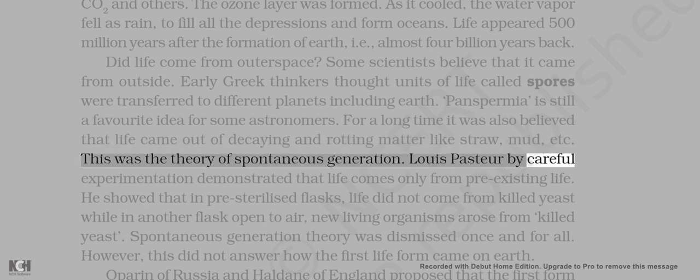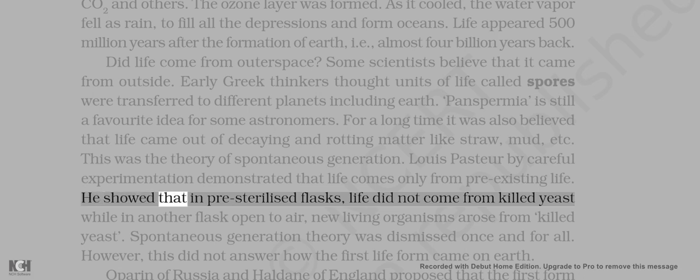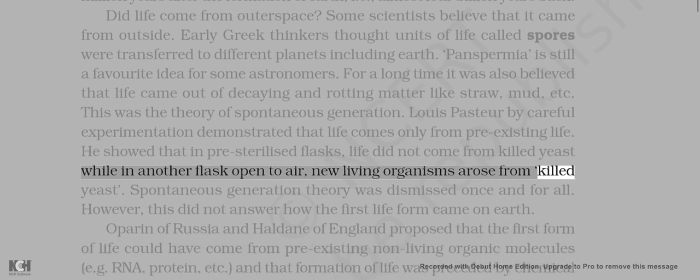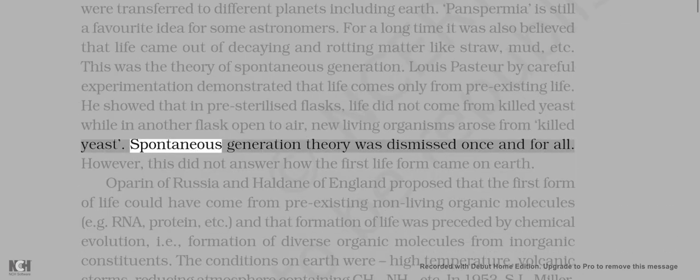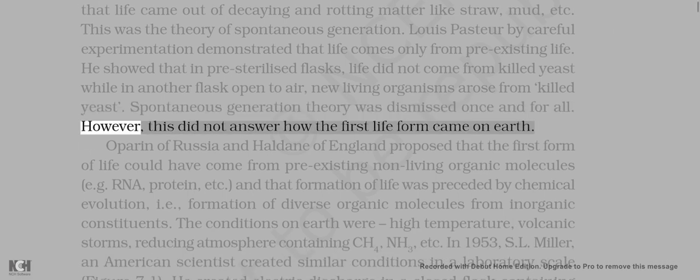Louis Pasteur, by careful experimentation, demonstrated that life comes only from pre-existing life. He showed that in pre-sterilized flasks, life did not come from killed yeast, while in another flask open to air, new living organisms arose from killed yeast. Spontaneous generation theory was dismissed once and for all. However, this did not answer how the first life form came on Earth.